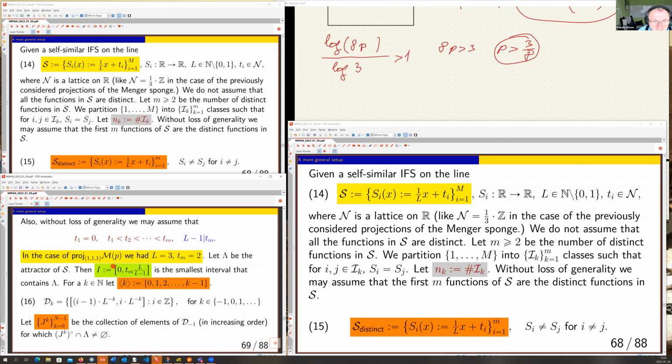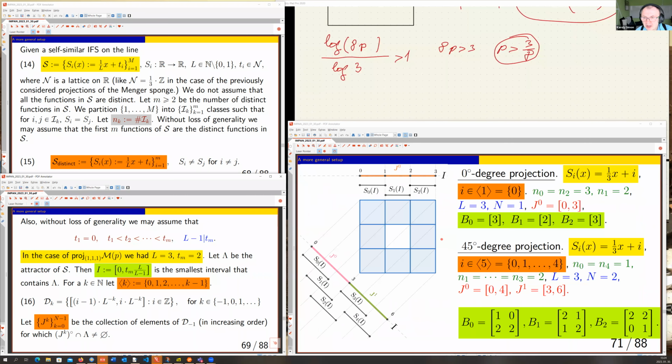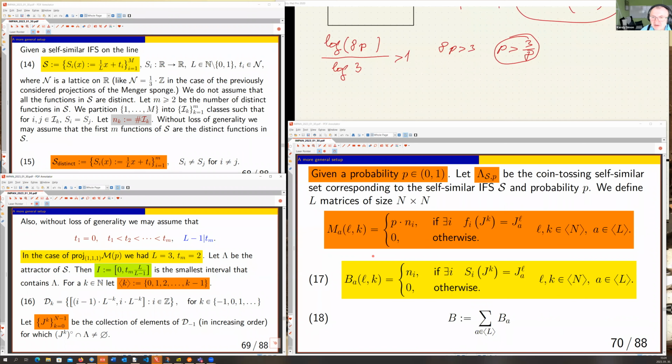So for example, in the case when we project the Menger sponge, then L is equal to 3 and t_m is equal to 2. We will come back to this with a certain example. I believe there will be an example soon when I can explain everything.